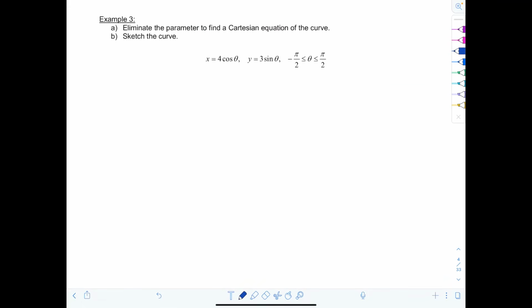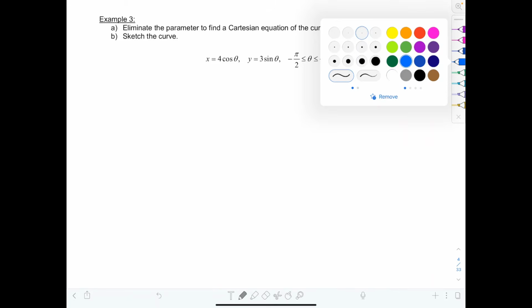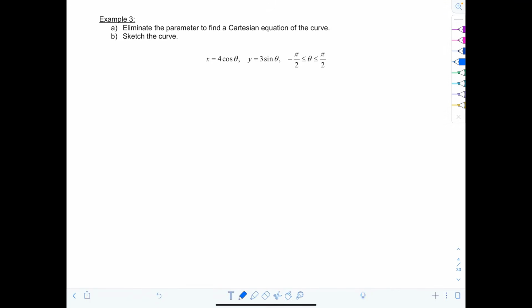So example 3, eliminate the parameter to find a Cartesian equation of the curve and sketch the curve. Now this little scenario comes up so much, so I wanted to show you the technique. We have x equals 4 cosine theta and y equals 3 sine theta. Now, anytime you're working with trigonometric functions, a lot of the times one equation will be given in terms of cosine, the other one sine, or you might see like a tangent and secant. And the reason is because you're going to use a Pythagorean identity to eliminate the parameter. Watch. So we're going to use sine squared theta plus cosine squared theta equals 1 to eliminate the parameter.